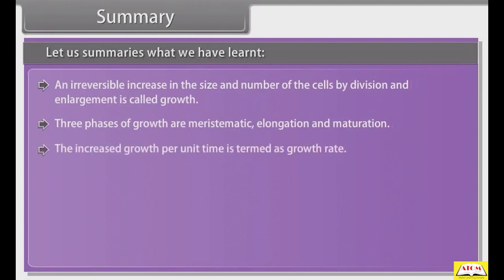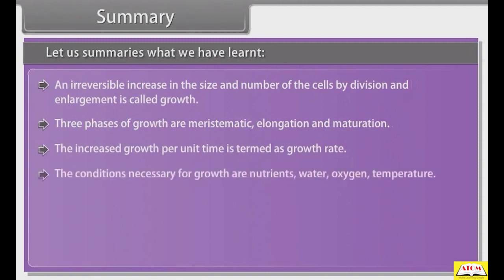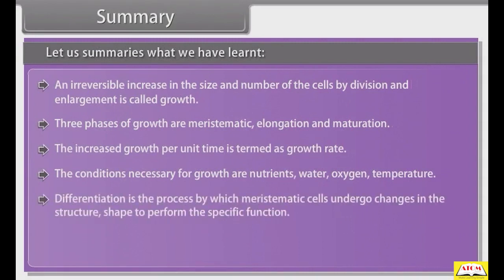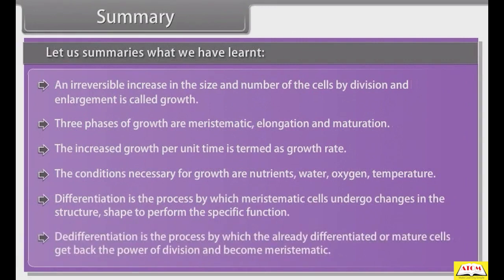The increased growth per unit time is termed as growth rate. The conditions necessary for growth are nutrients, water, oxygen, temperature. Differentiation is the process by which meristematic cells undergo changes in structure and shape to perform a specific function. Dedifferentiation is the process by which the already differentiated or mature cells get back the power of division and become meristematic.